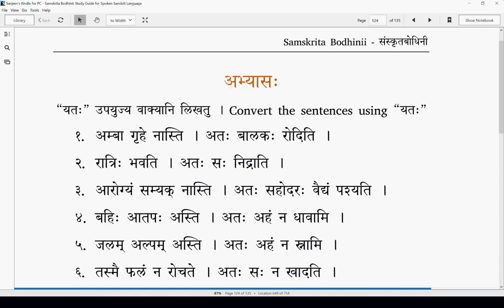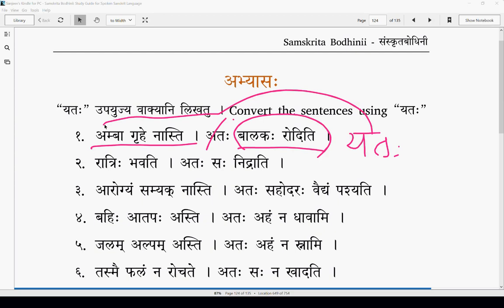Yataha means because, ataha means therefore. Amba gruhe nasti, mother is not at home, ataha balaka roditi, therefore the boy cries. We want to say the boy cries because the mother is not at home: balaka roditi, yataha amba gruhe nasti. This should be simple. In place of ataha, you put yataha. First you put this, balaka roditi, yataha amba gruhe nasti.